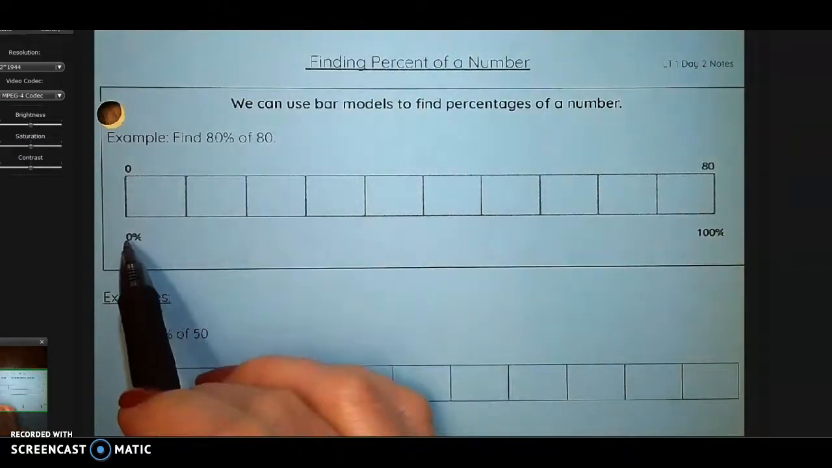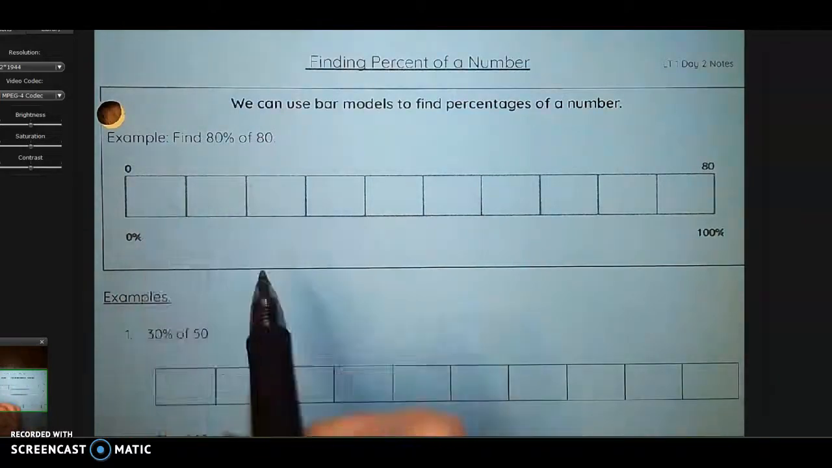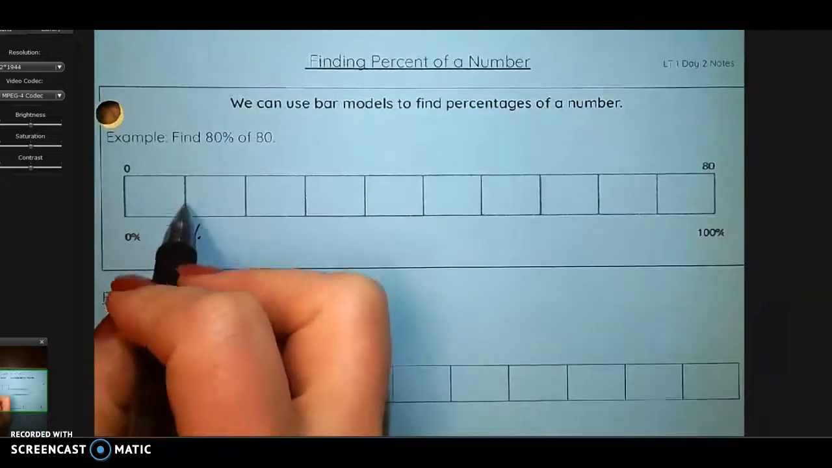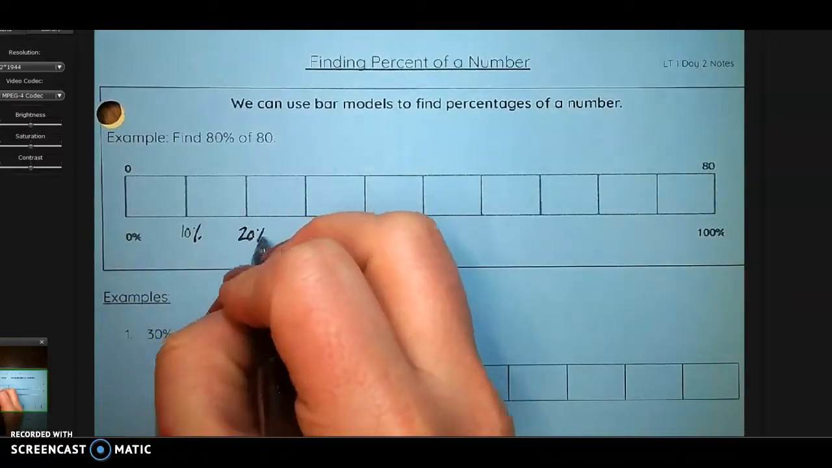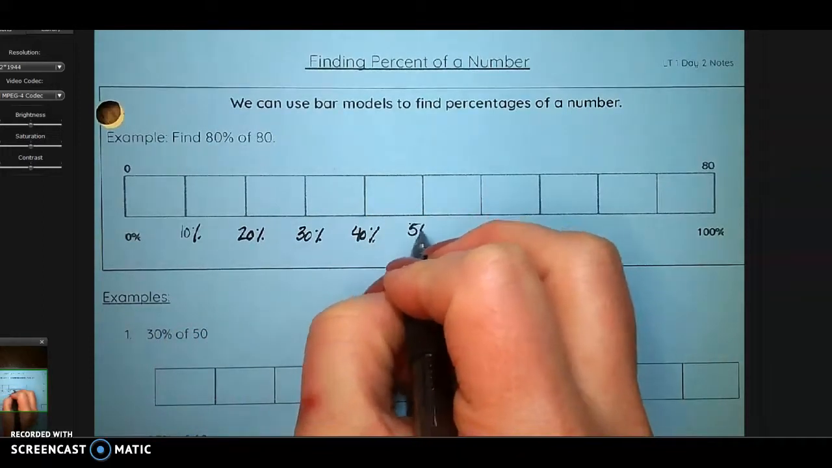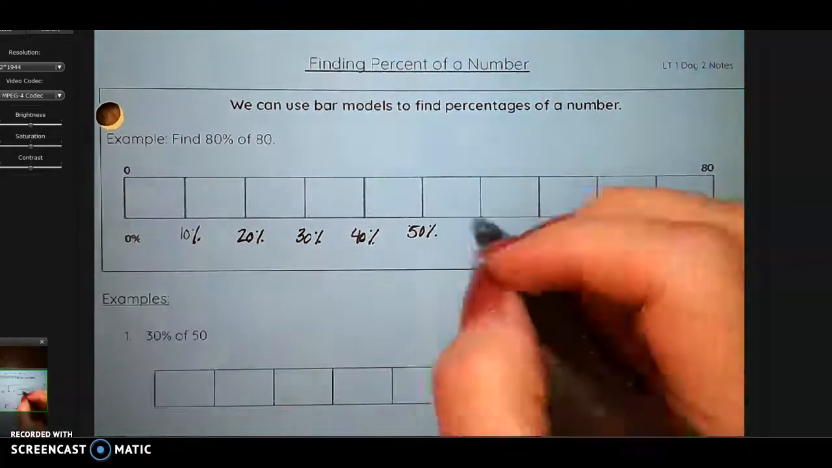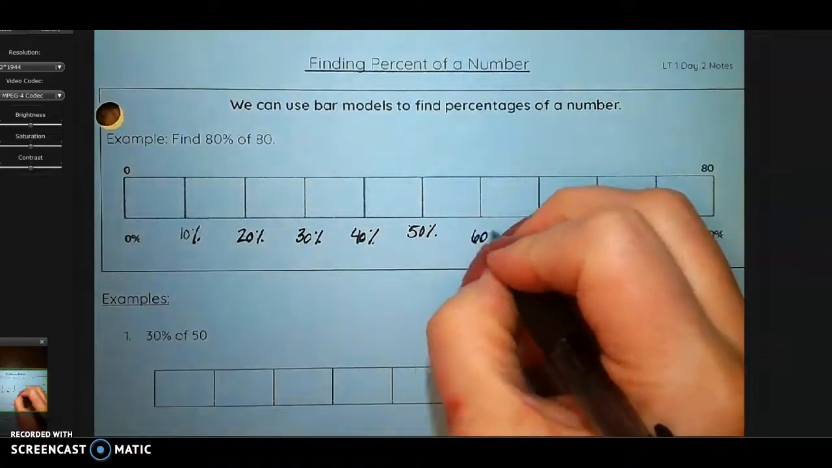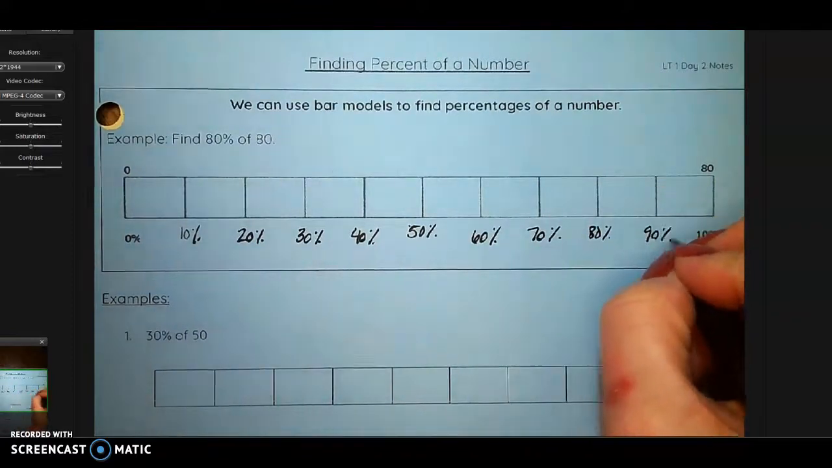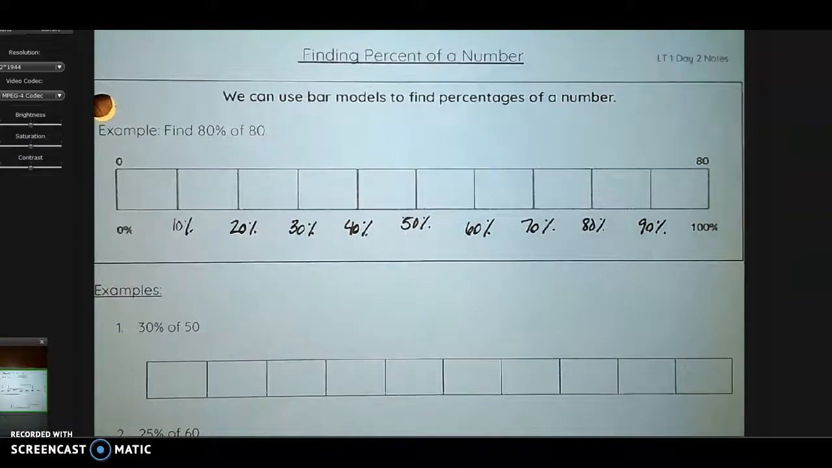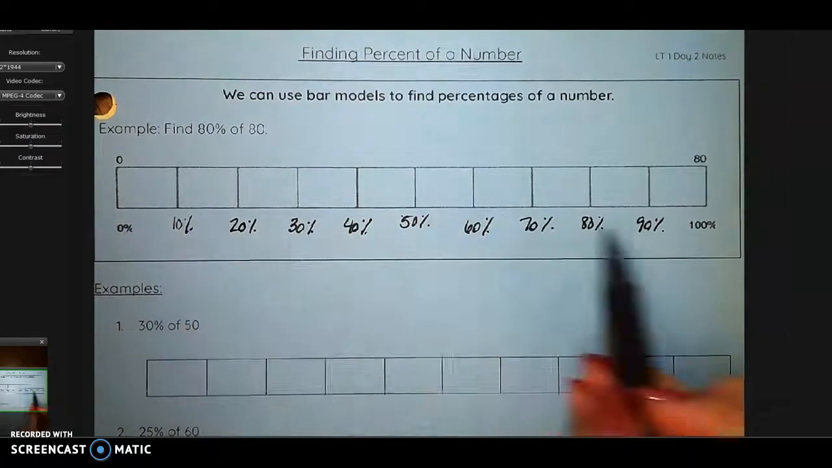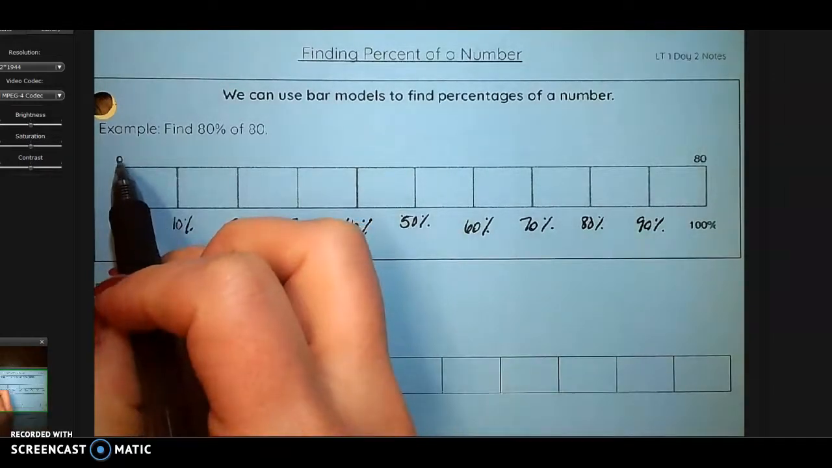So we know we can think of the whole thing as 100%. Remember, this would be 10%. So if I colored in this first block, that would represent 10%. If I colored in the second one, it would be 20. At first, if it helps you, you can fill all these in to help you, or if you want to do it the whole time, that's fine. It just helps you visualize that. So these are my percents, and on the top, I'm looking at the number 80.